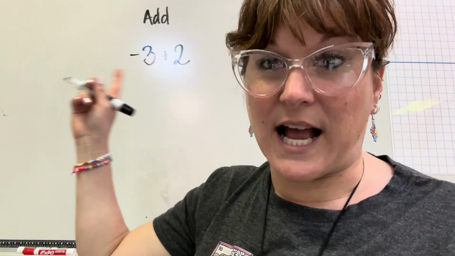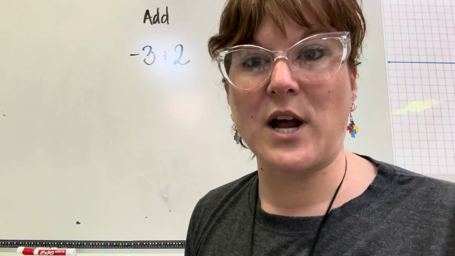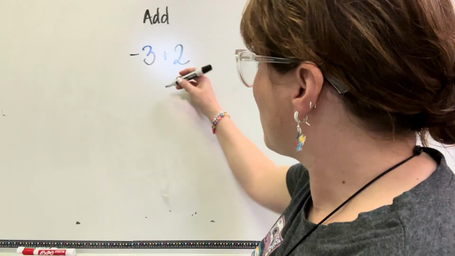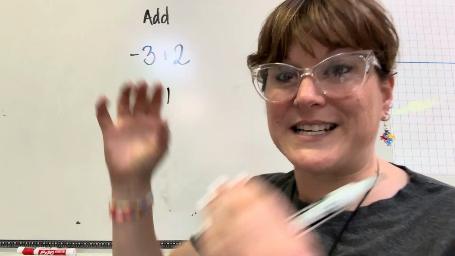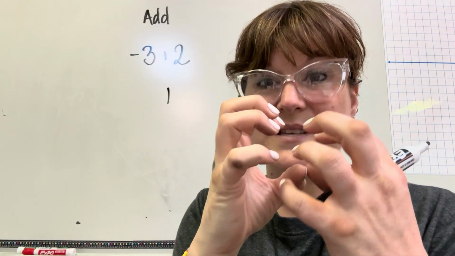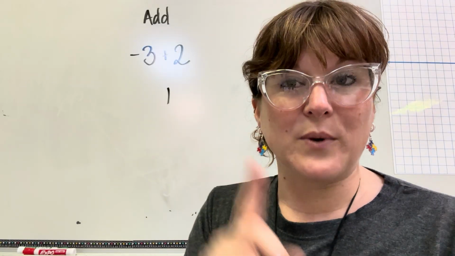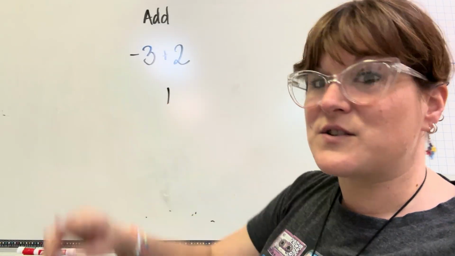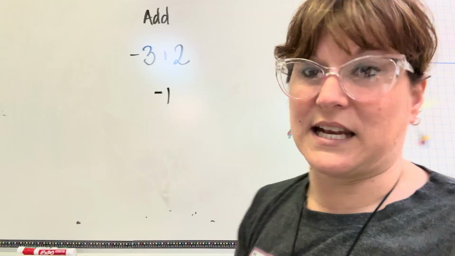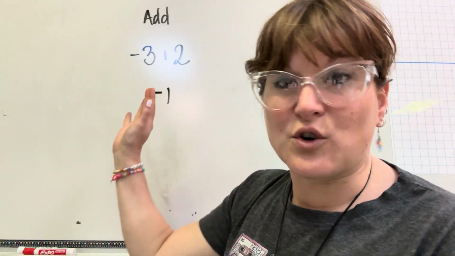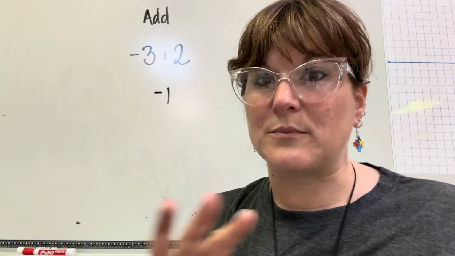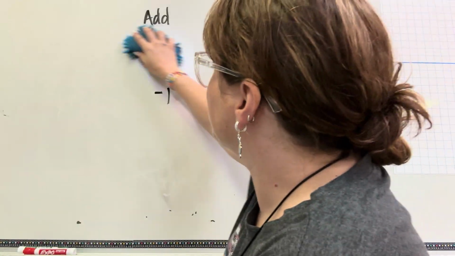They have different signs, therefore I subtract. 3 minus 2 is 1. But the 3 is the bigger digit than 2, and 3 is a negative number, so we give this a negative. Does that make sense? I'm using very easy terms because I want you to see what I'm doing.